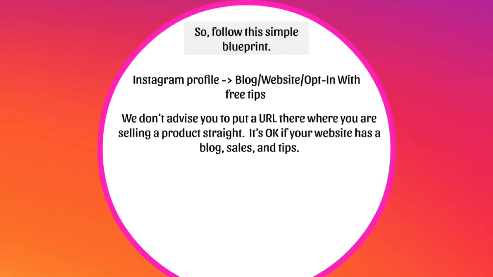So we don't advise you to put a URL there where you're selling a product straight. It's actually better if that link is going to your blog or a content piece with tips. Maybe tips on scuba diving, the top 10 things you shouldn't do as a newbie scuba diver, or the top 10 gears that I use. So if you think about that, you're telling them the gears that you use, and maybe you link them to affiliate links like Amazon affiliate links. So you're indirectly making money by providing free content. So that's another method of indirect selling.